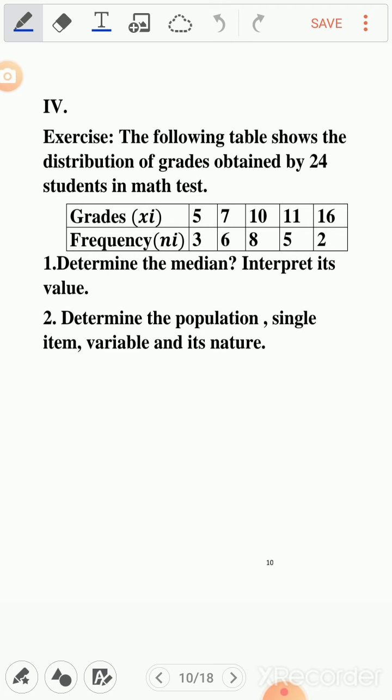2 times. If we want to return it to before it was in the table, it would be 5 5 5, 3 times. 7 7 7 7 7 7, 6 times. 10 10 10 10, etc. So 3 is the frequency of 5, 6 is the frequency of 7, 8 is the frequency of 10, 5 is the frequency of 11, etc.